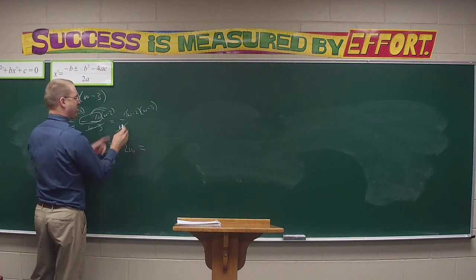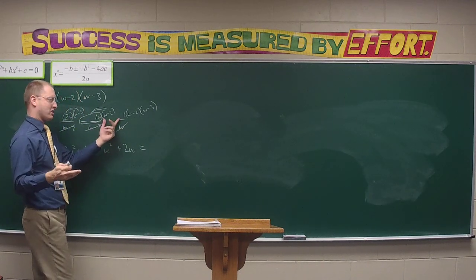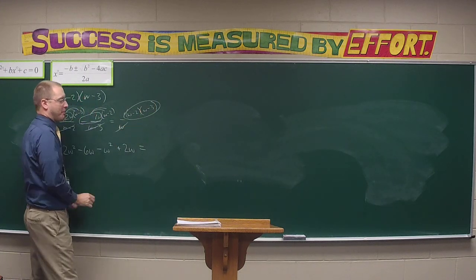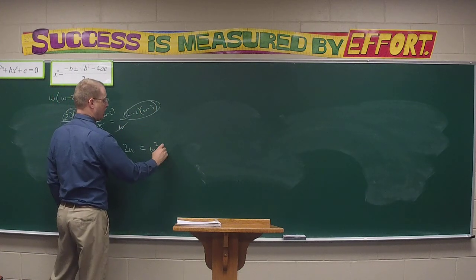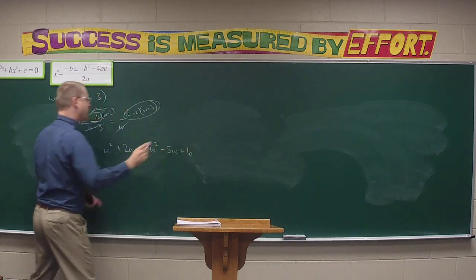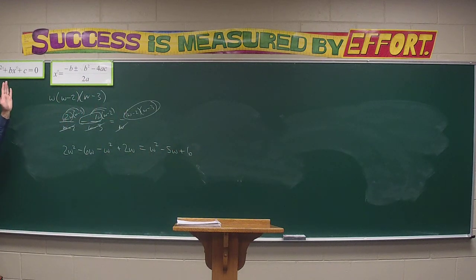W squared, negative W squared plus the 2W. Good. All equal to, and then here the 1 gets distributed, which who cares about that? I'm really just going to FOIL here, Abby, to get? W squared minus 5W plus 6. How many got to this point? Check your work. You had that when you cleared the fractions. Questions?